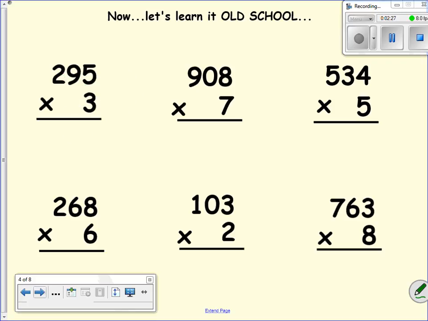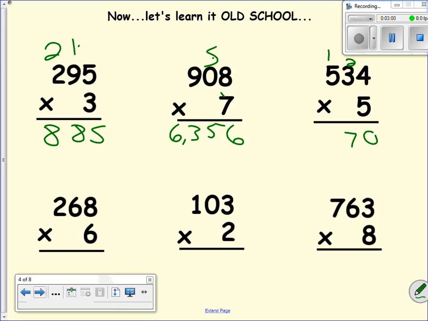3 times 5, I have the number 15. I'm going to put a 5 here and put a 1 up. 3 times 9, I have 27, plus this 1 up here, I have 28. 3 times 2, I have 6, plus 2, I have an 8. Move on over. 8 times 7 is 56. 7 times 0 is 0, plus this 5 is 5. 9 times 7 is 63. 534 times 5. 4 times 5 is 20. Then I have 3 times 5, which is 15, plus 2 is 17. 5 times 5 is 25, plus 1 is 26.